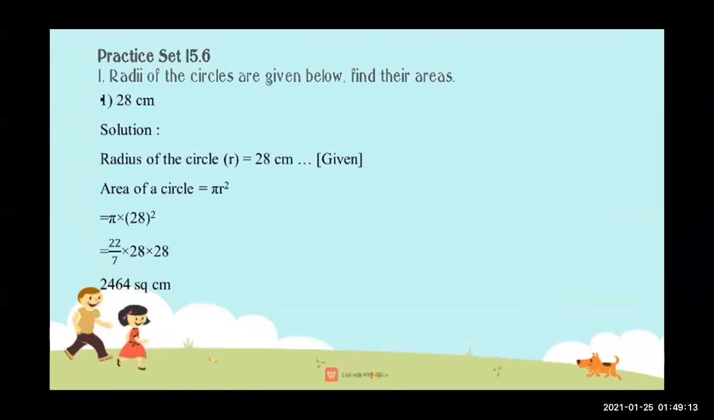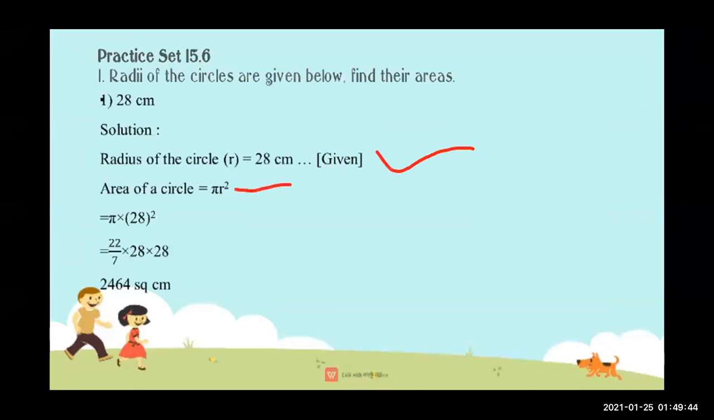Now the first question is 28 centimeter. What we have to do? We have to write what is 28 centimeter. It is the radius of the circle. So that will be our first statement. That means radius of a circle, that is r, is equal to 28 centimeter. Now it is given. Next we have to write the formula for area of a circle. Area of a circle is pi r square.